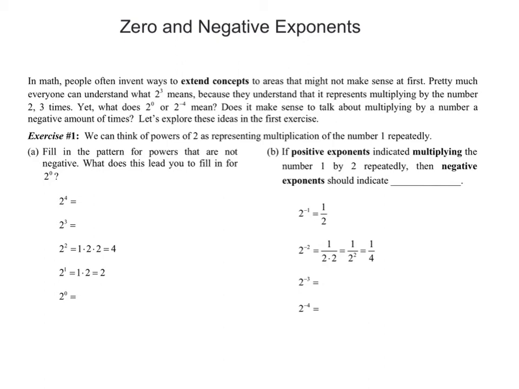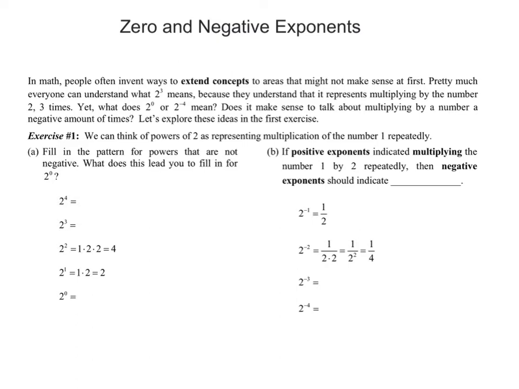This is Mr. Payne bringing you Unit 6, Lesson 2, Zero and Negative Exponents. In math, people often invent ways to extend concepts into areas that might not make sense at first. Pretty much everyone can understand what 2 to the third power means because they understand that it represents multiplying by the number 2 3 times. Yet, what does 2 to the 0 power or 2 to the negative 4 mean? Does it make sense to talk about multiplying by a number a negative amount of times?